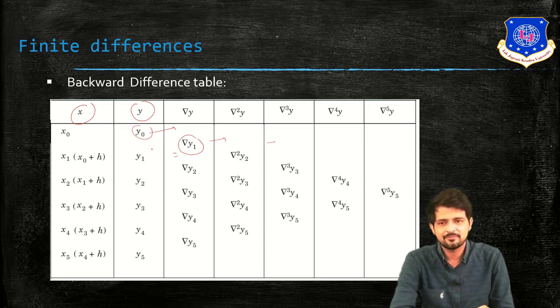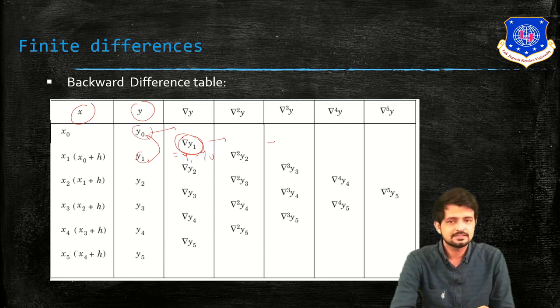The things are the same. We are taking the difference from y1 minus y0 only, the higher value minus the lower value, the upper value minus the lower value, right? So if I want to find nabla y1, it can be written as y1 minus y0. Only the expression is changing. The rest of the things are the same.